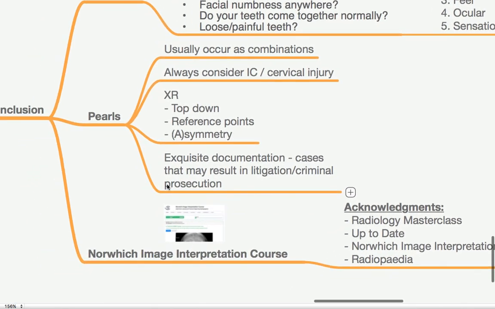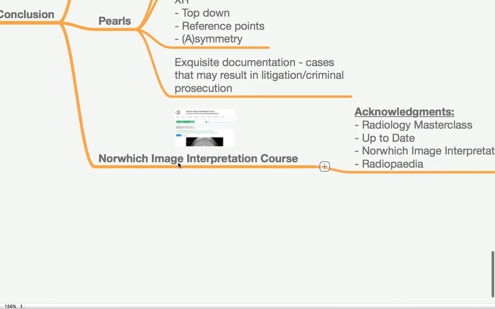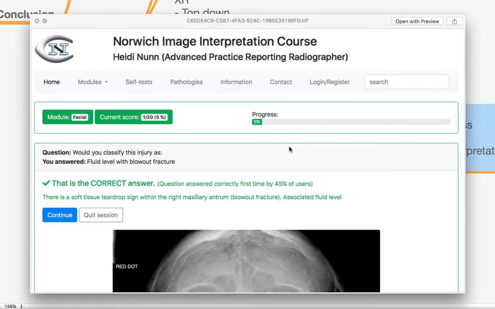And after this, I would really encourage you to go and check out the Norwich Image Interpretation course. You can do a 20-question interpretation sort of exam regarding facial anatomy on x-rays, and you can even get a little certificate for your own personal development.